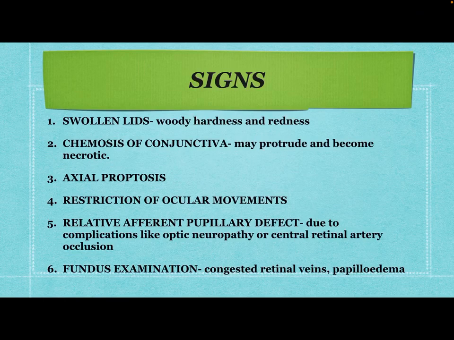When you examine the patient, you shine light with a torch into the patient's eye. Ideally, in a normal person, when you shine light, the pupil of the eye into which you're shining the light will constrict, and along with that, the opposite eye's pupil will also constrict.